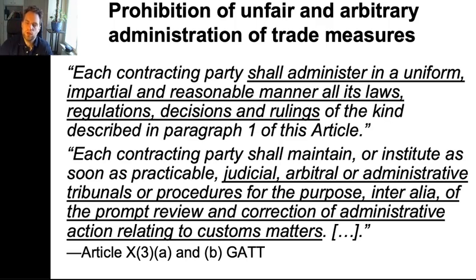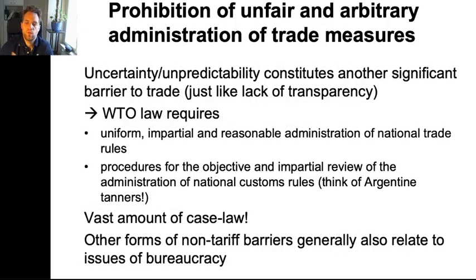So again, what you want here are high rule of law standards so that no one will be treated in an unfair manner. Why? Because uncertainty or unpredictability, if you don't know what's going to happen, that also constitutes a trade barrier, because then, as you can imagine, an exporter will be very cautious to export to a country where he or she doesn't know what could happen to their products once they have already entered the market, or if they even try to enter a market.